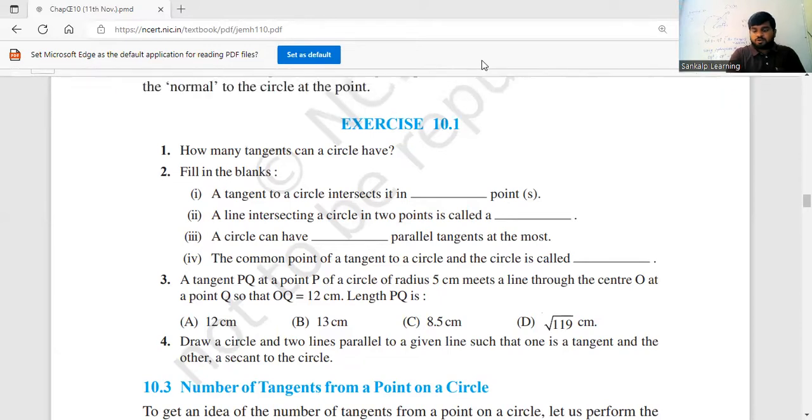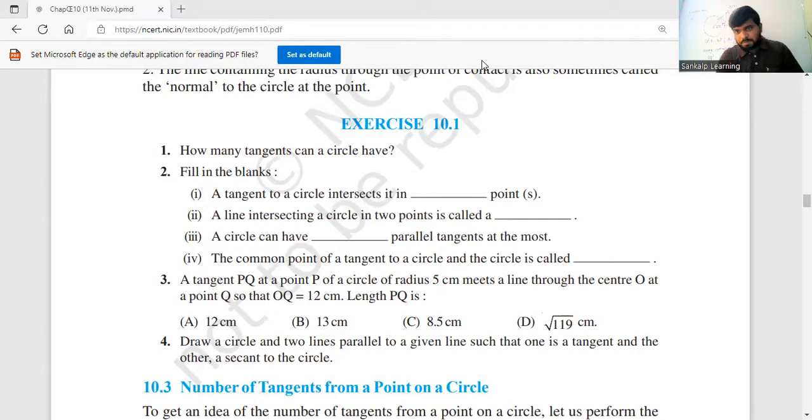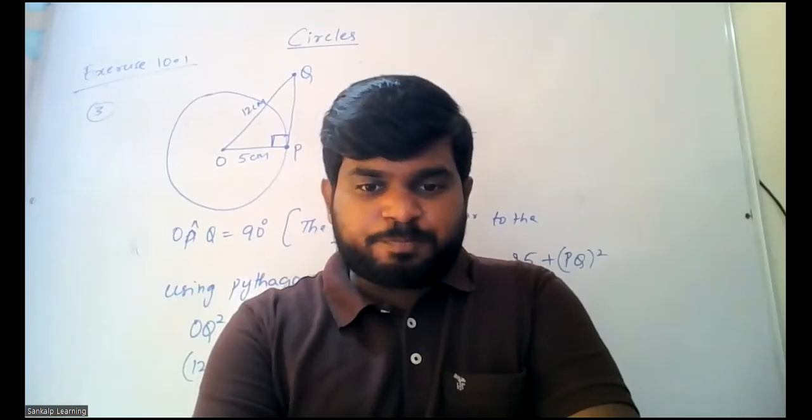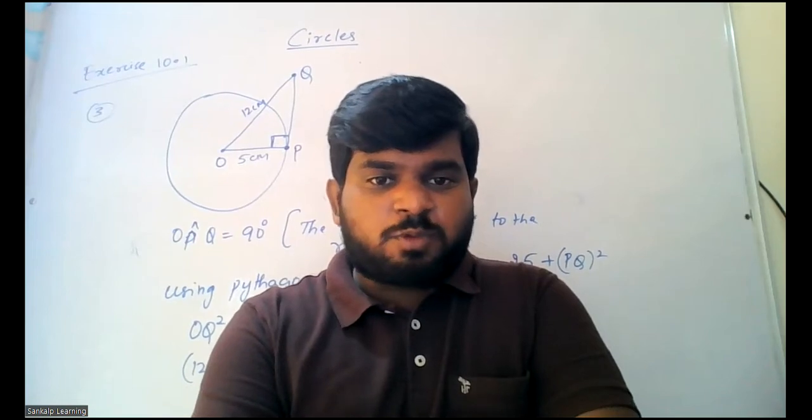So we have to draw a circle. Then we have to draw two lines parallel to a given line. There is a line which is already given. We have to draw two lines parallel to this given line in such a way that one is acting as a tangent, the other one is acting as a secant. So let's do it. Let me share the whiteboard and let's do this.